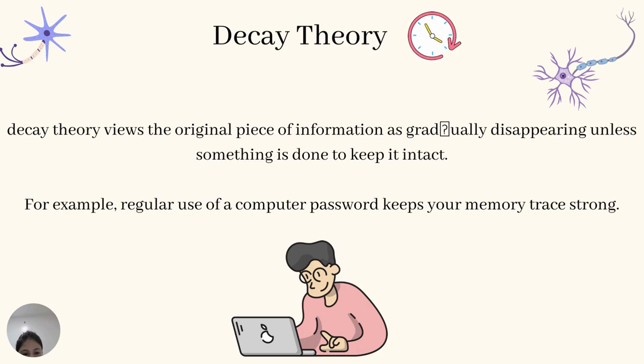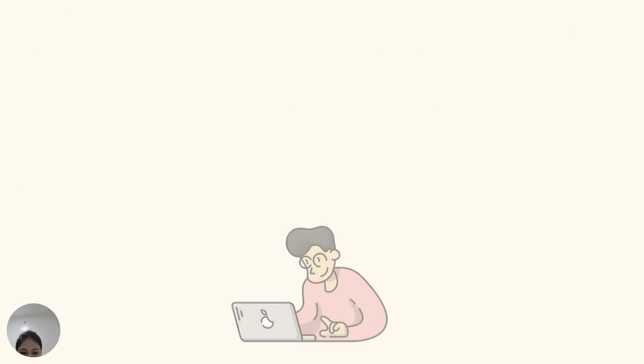Decay theory views the original piece of information as gradually disappearing unless something is done to keep it intact. For example, so that your memory or information does not decay, you have to continually do things, like regular use of a computer password. You won't forget it if you do it all the time.